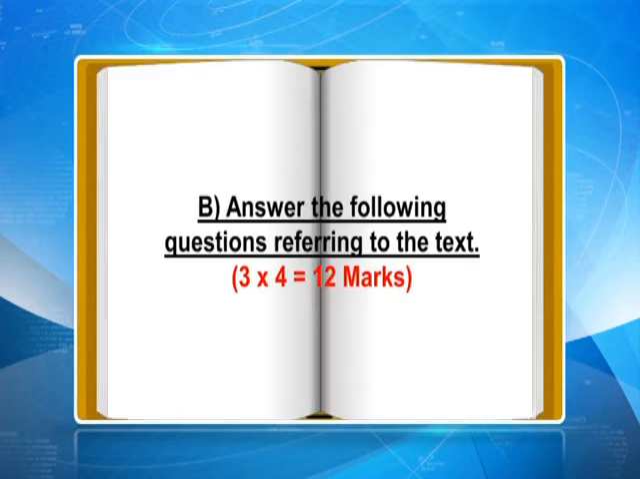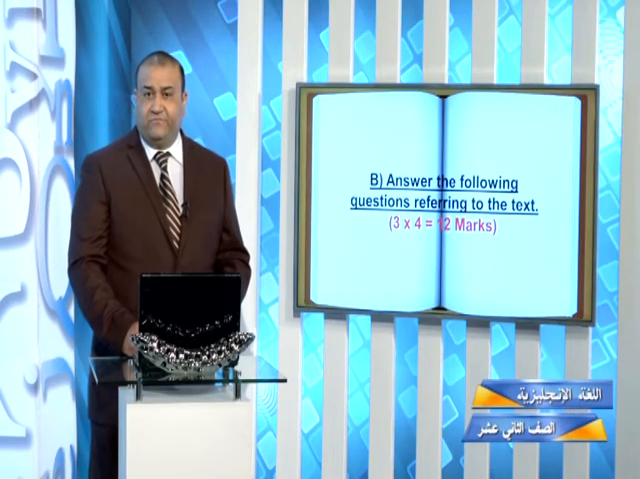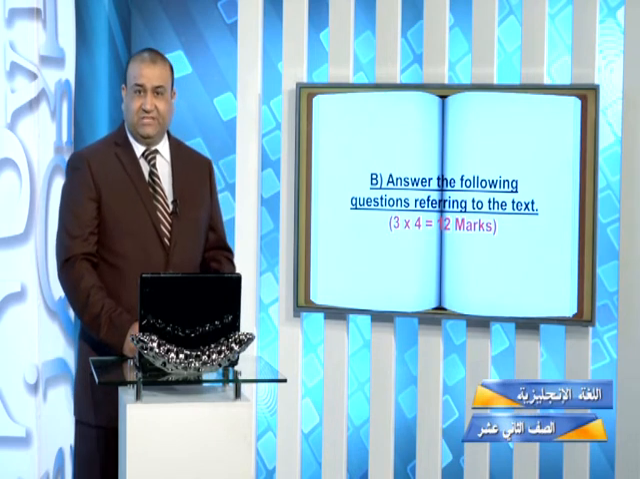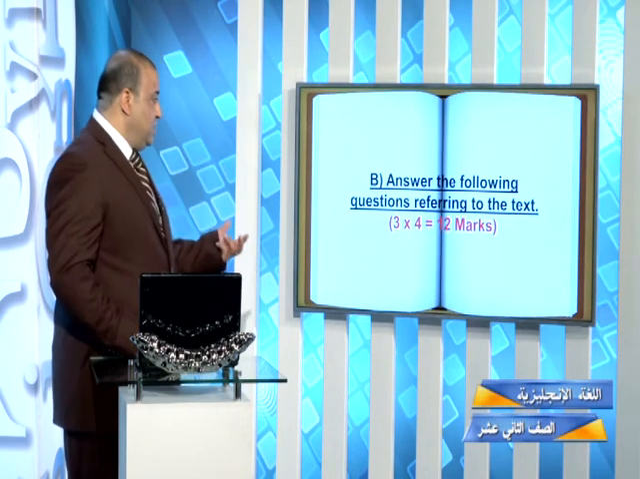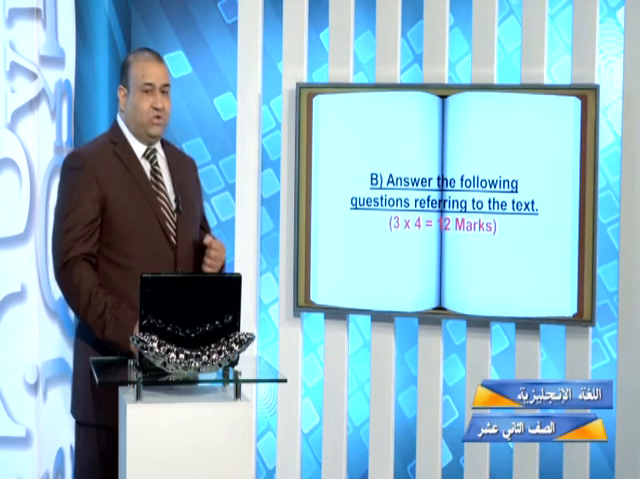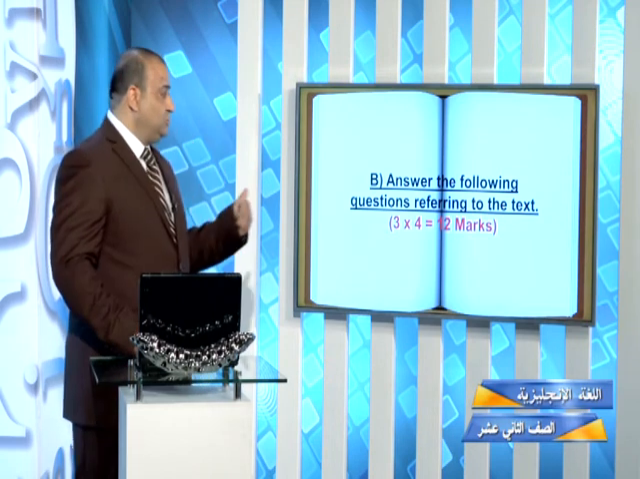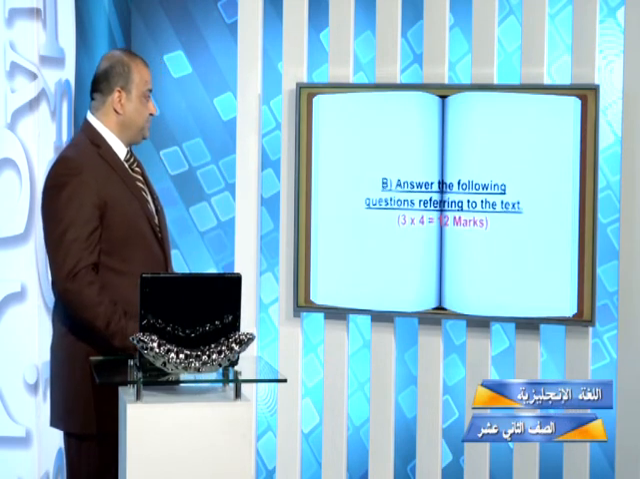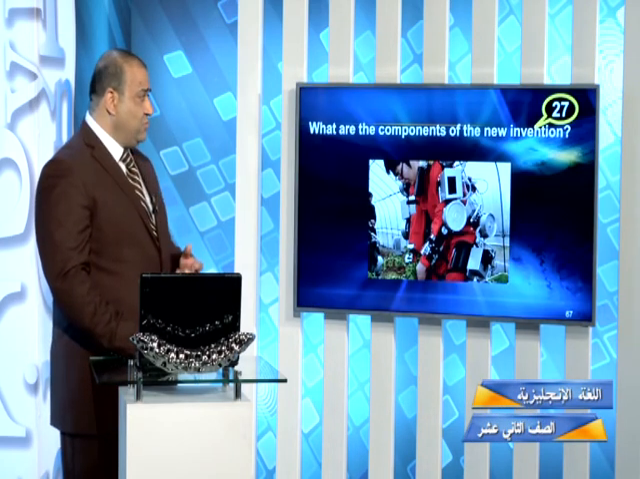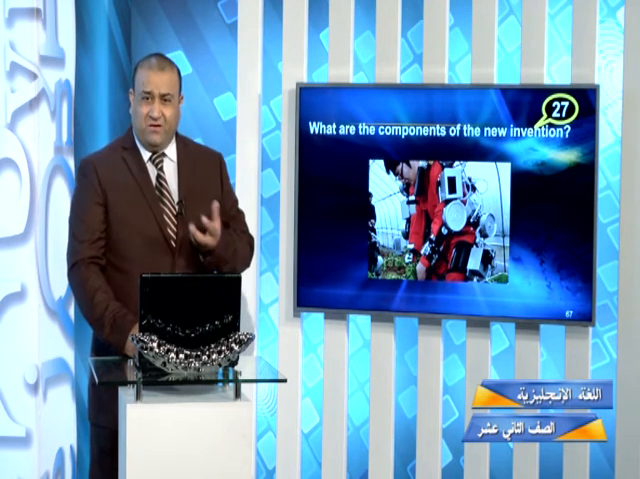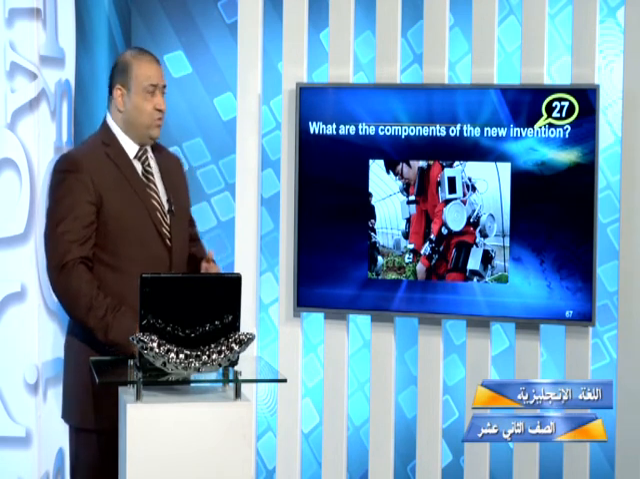The second type of question is the following. Answer the following questions referring to the text. Don't bring any information from outside the passage because it is a reading comprehension passage. We will have 3 questions. Every question is allotted 4 marks, so the total mark is 12 marks. Let's have a look, an idea about the questions in order to have an overall idea about the context of the reading before dealing with it.